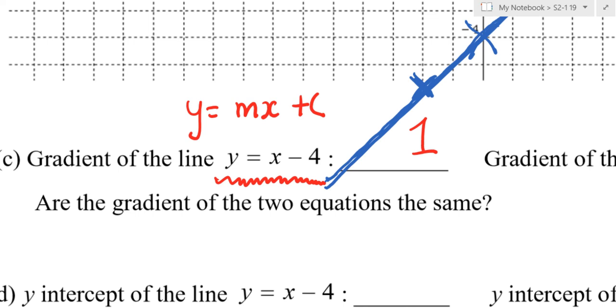Y equals to mx plus c. Now I teach you to find gradient without needing to plot 2 points, because that one is very time wasting. Agree or not? So you just have to compare. This is y. This is y. Mx. This is x. That means m is the number in front of x. Do you understand? So Orlando, what is the number in front of x?